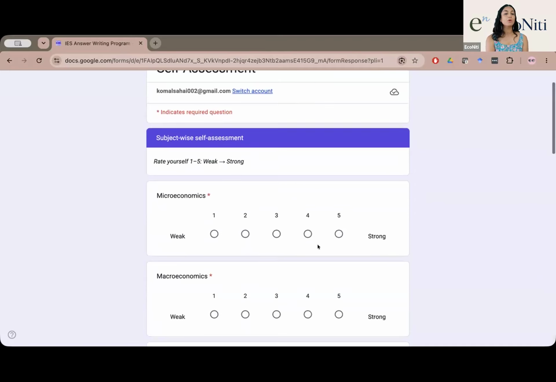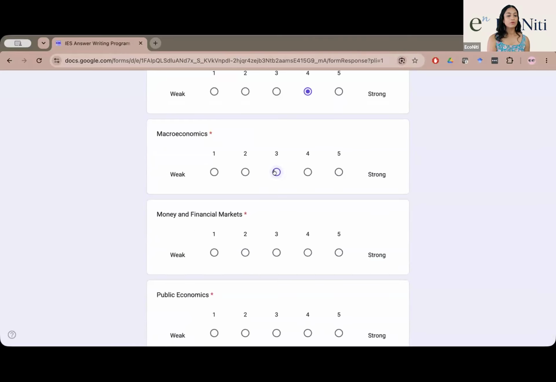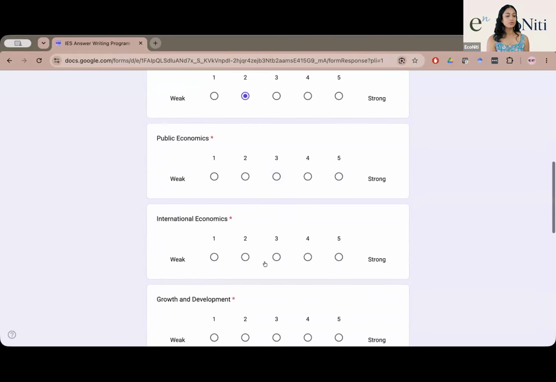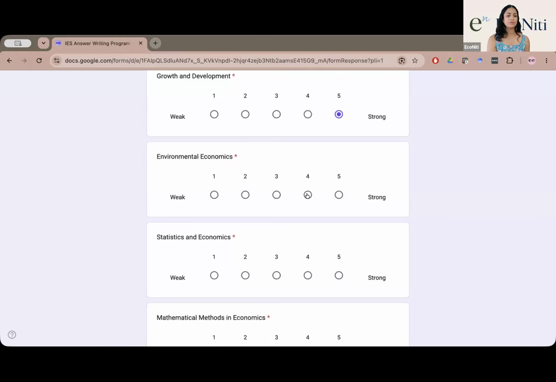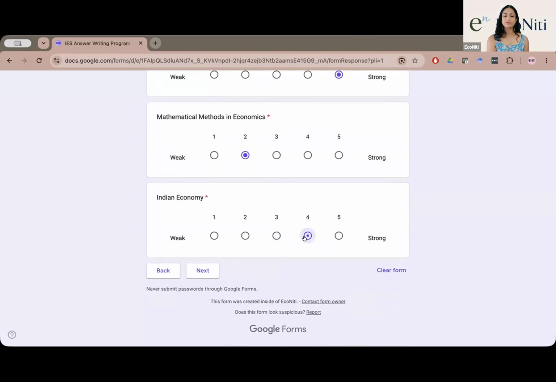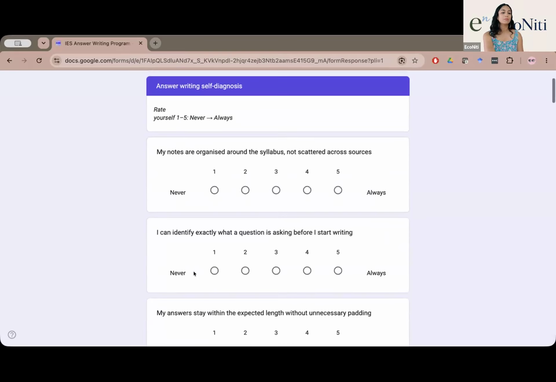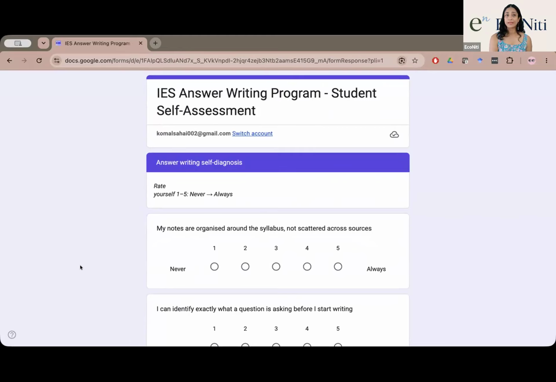Now, this next section is about ranking yourself on each of these broad subjects that we have, right? So we have microeconomics. Suppose I say I'm a 4, macro mein I'm a 3, money and financial markets, maybe I don't know much of it. Public mein I'm a 4, international is strong. Suppose growth is strong. Environment is a 4, stats is strong, math maybe weak, and Indian economy is a 4. All right. Now, this is for yourself, but it will also tell you कि progress कैसा हो रहा है. Now, this is the section that is going to take the most of your time, and you should give it good amount of time to fill it out. All right. Look at the questions.